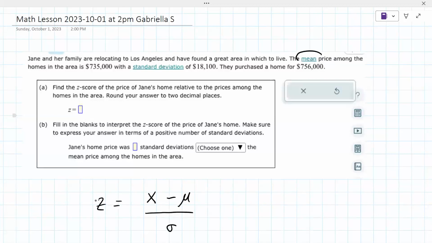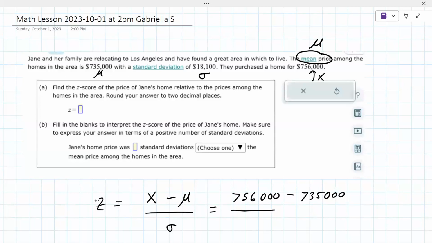So when it says the mean price of a home, that's mu. So the 735,000 is mu. The standard deviation is sigma, and they're telling you they're interested in this type of home. So that's X. So it's 756,000 minus 735,000 over 18,100. When you calculate this, please put that in parentheses.